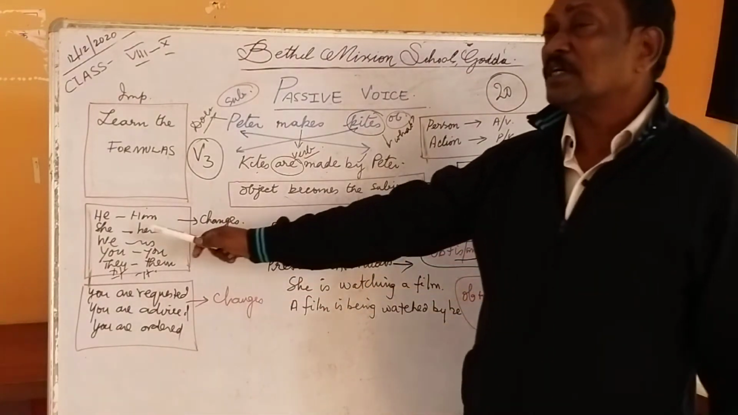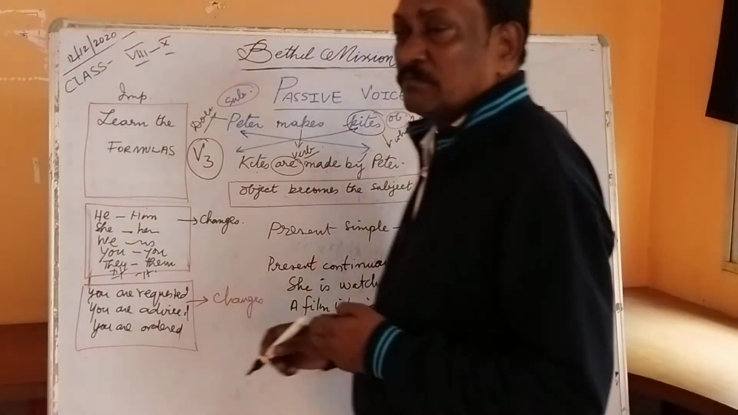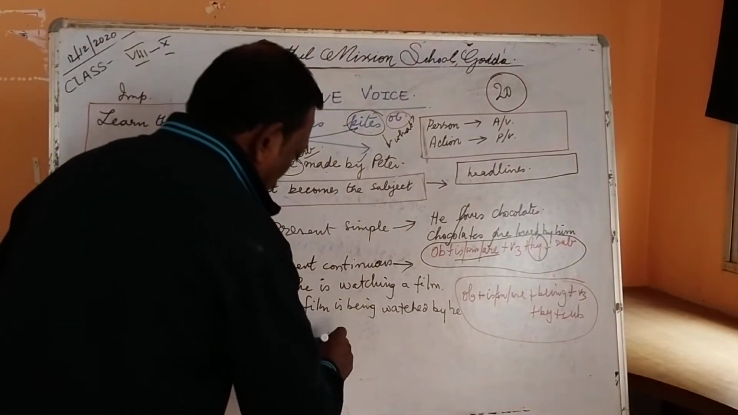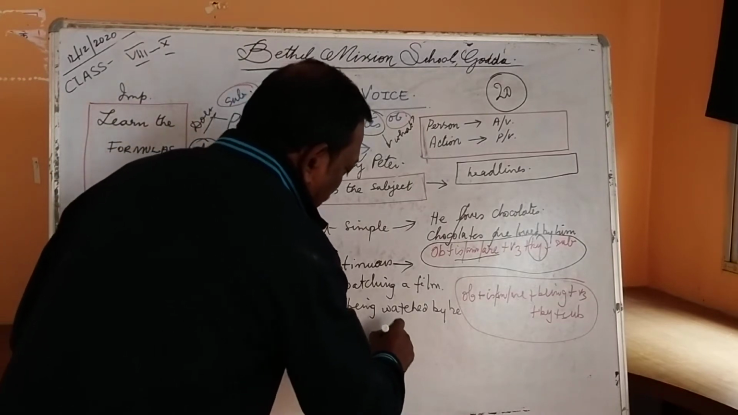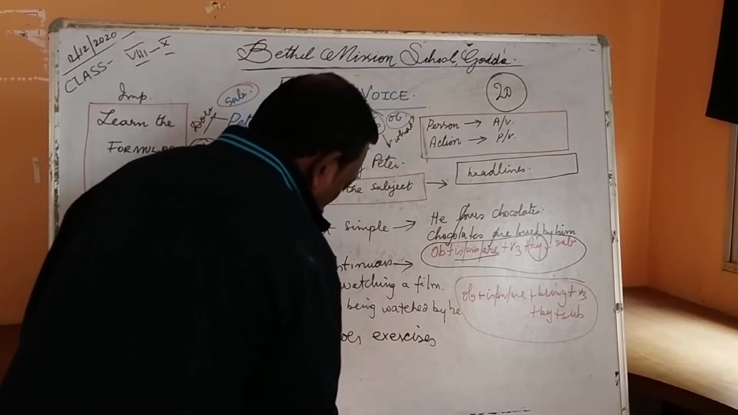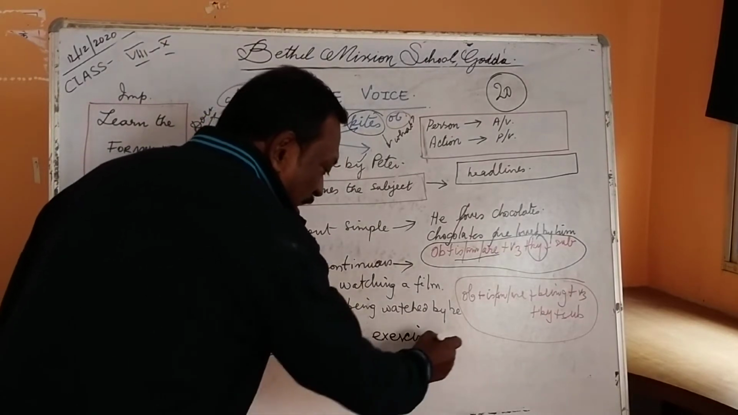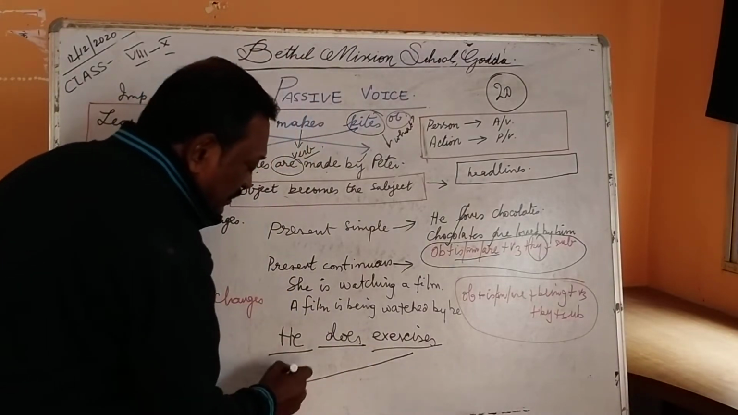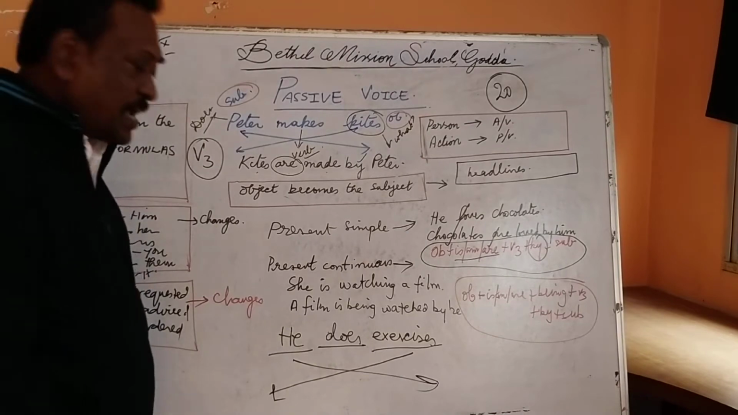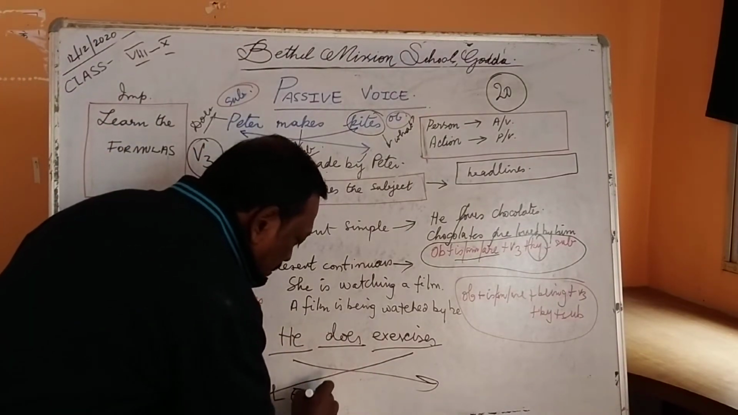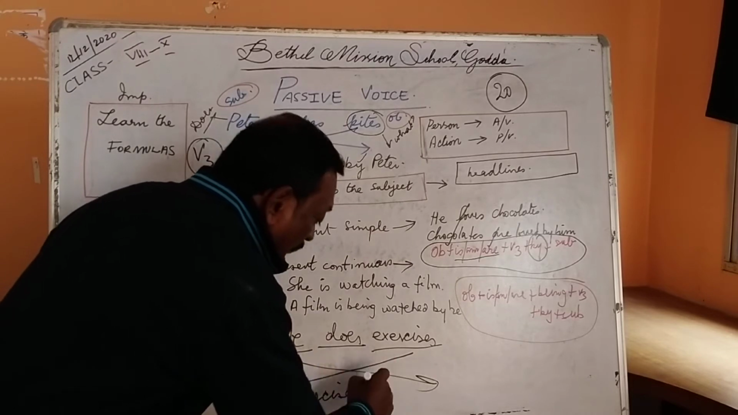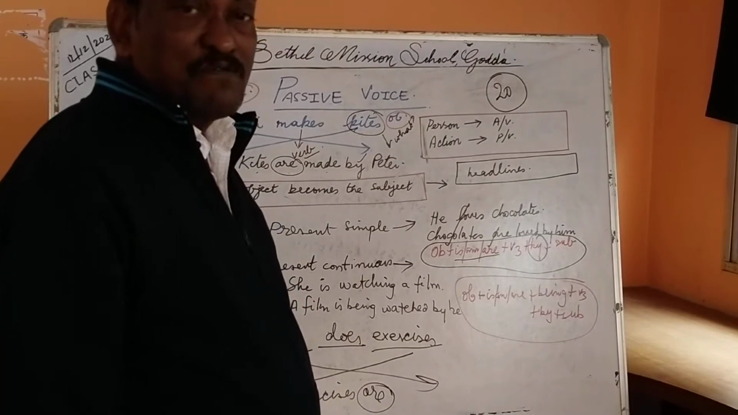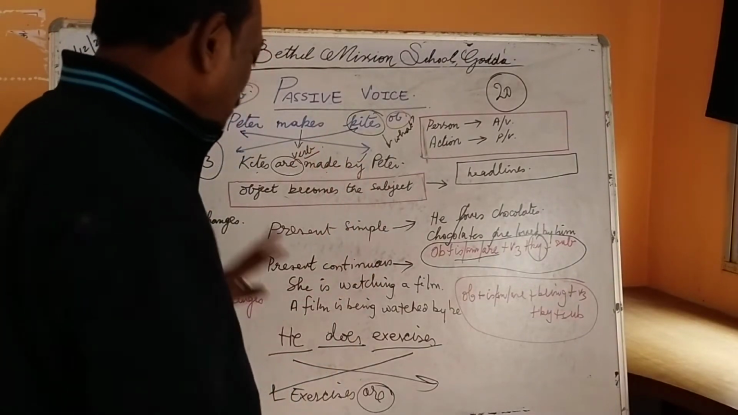That is very important. For example, now I write a sentence here. Take a careful look at it. He does exercises. So he is the subject, does is the verb, exercises is the object. Now look at this. As per the rule, subject and object get interchanged. So I write exercises, exercises are. I use are. Why? Because exercises is in the plural form.